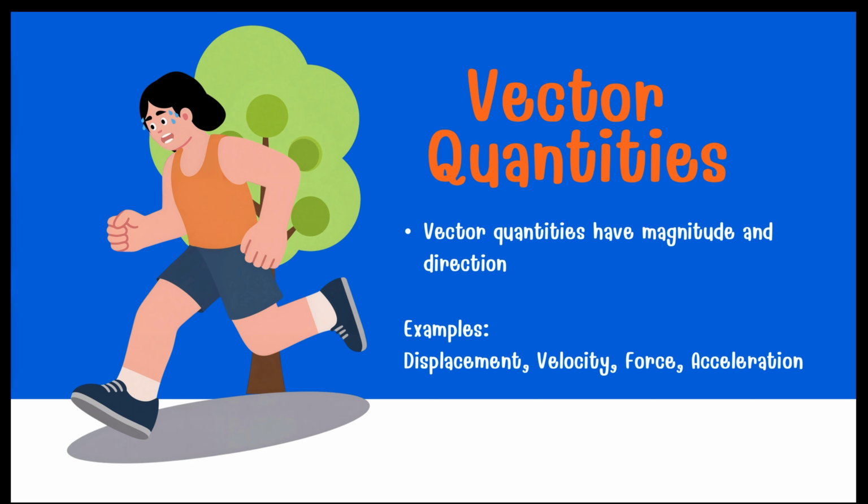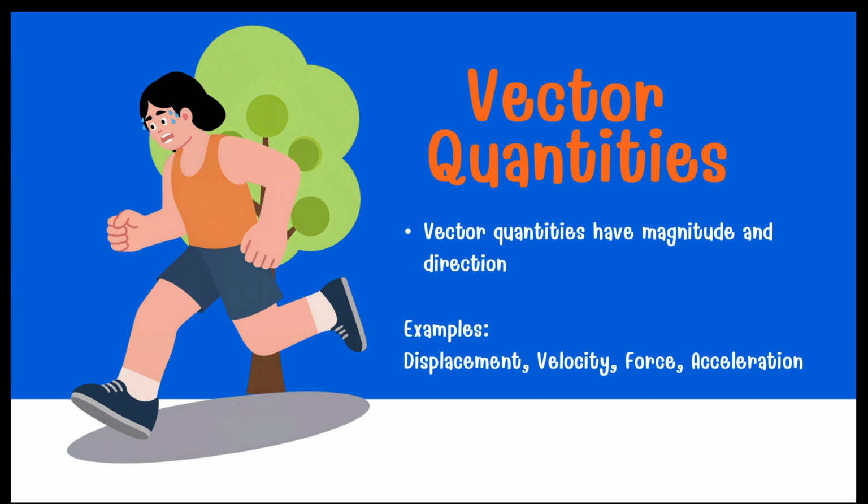Velocity is also a vector quantity. Velocity tells us speed in a particular direction. For example, 20 meters per second describes a speed. However, 20 meters per second north describes a velocity because a direction has been included.